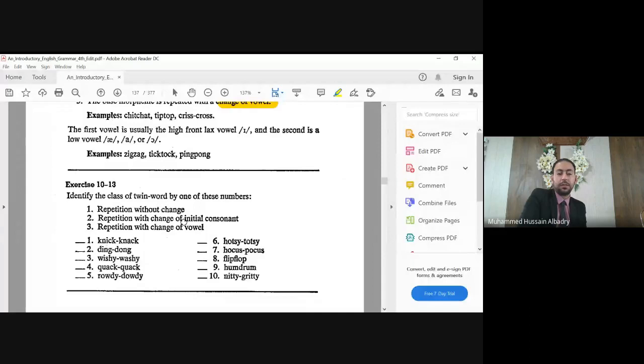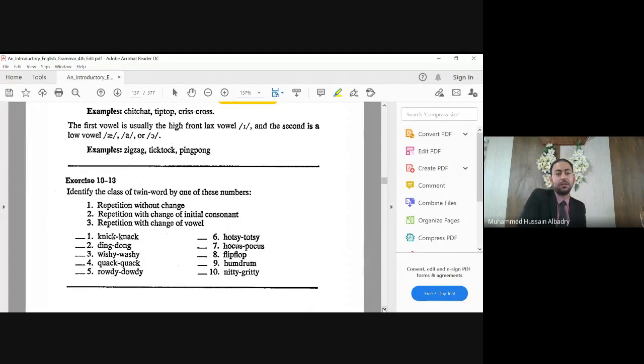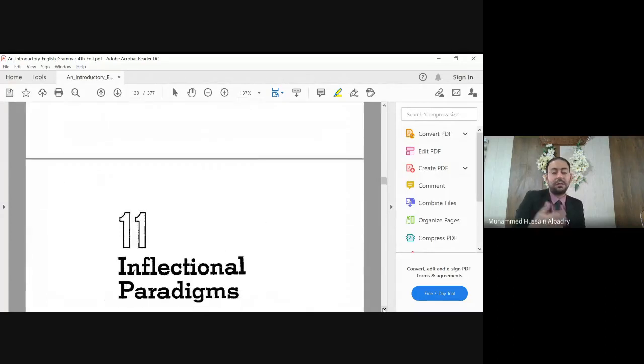Here you have these different kinds. Repetition without change, repetition with change of initial consonant, repetition with change of vowel. You see, this is reduplication. We finish with this chapter. I think it is very easy. Just what you have to do is know the definition and the examples. Exercises are important, and that's enough. You can go to the dictionary and check everything, the meaning, and the origin of these words. Okay.